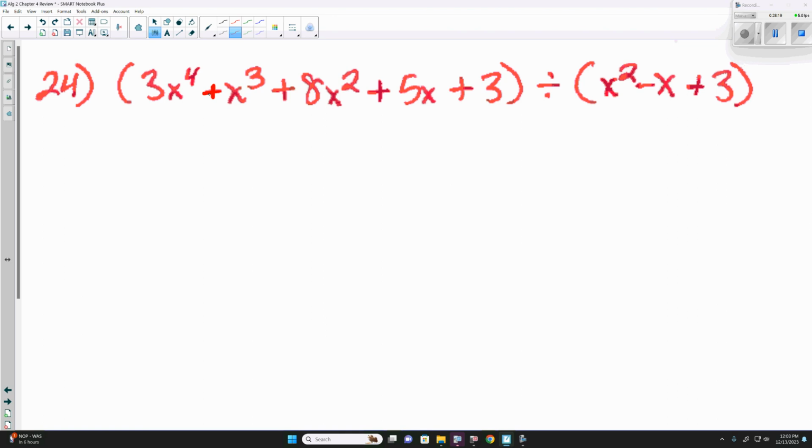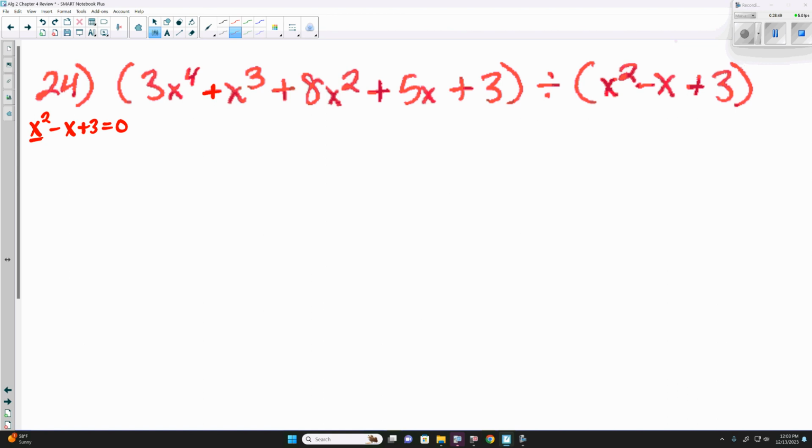I'm going to also show you guys again how to do this with synthetic division, because it is possible to do these by synthetic division. You're not required to do those as part of the test. The bonus question is asking you to do one of these here by synthetic division, but it's not required.